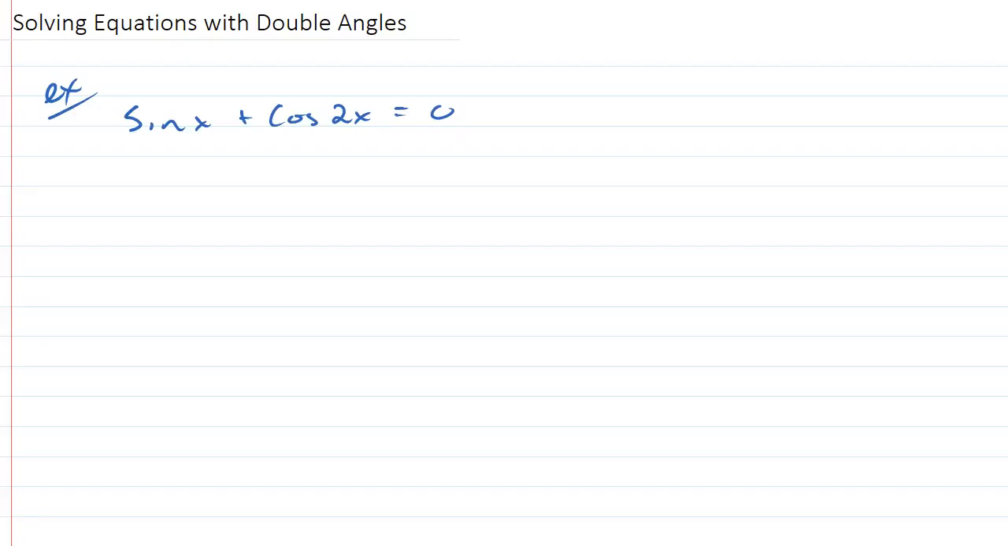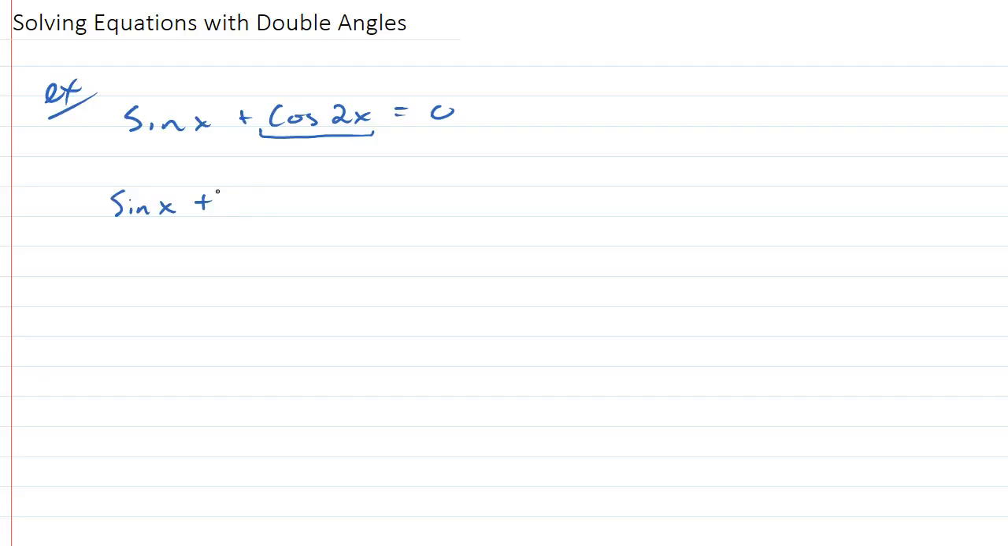Now we're going to be solving, and we're going to have double angles involved. So here we have cosine of 2x. And just keep in mind, they're not always going to have everything set equal to 0. Sometimes you have to move things over. So what I'm going to do first, I'm going to substitute in an identity for cosine 2x.